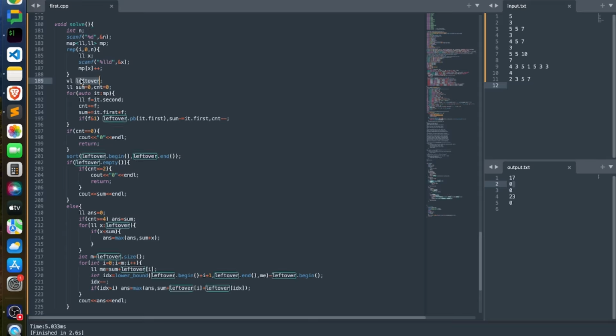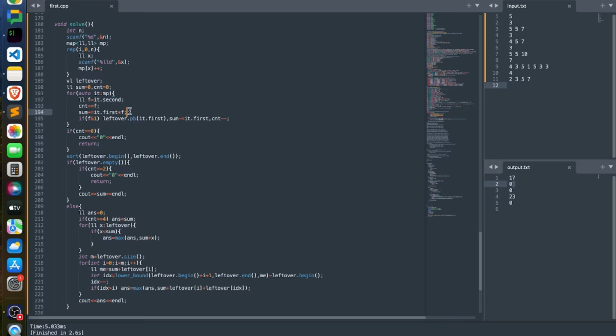Now I used a leftover vector, right? As discussed in the explanation part, this is my sum and count. Sum is the sum of the perimeter of the taken lengths, and count is the number of edges which you have taken. Now I'm iterating through all the lengths from the map. So my length is it.first and its frequency is it.second.